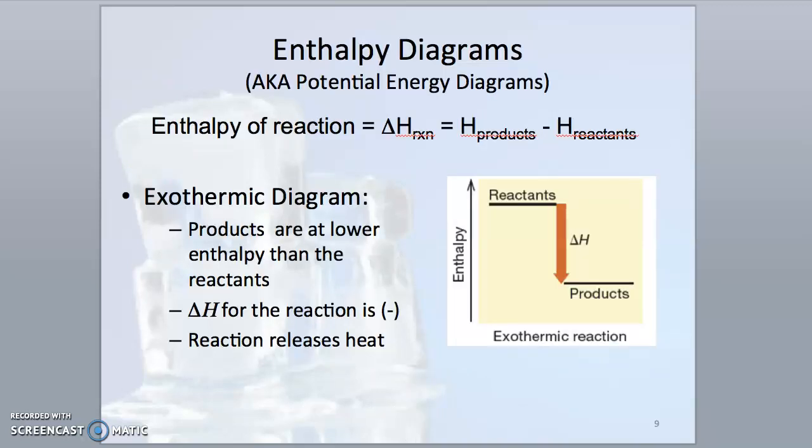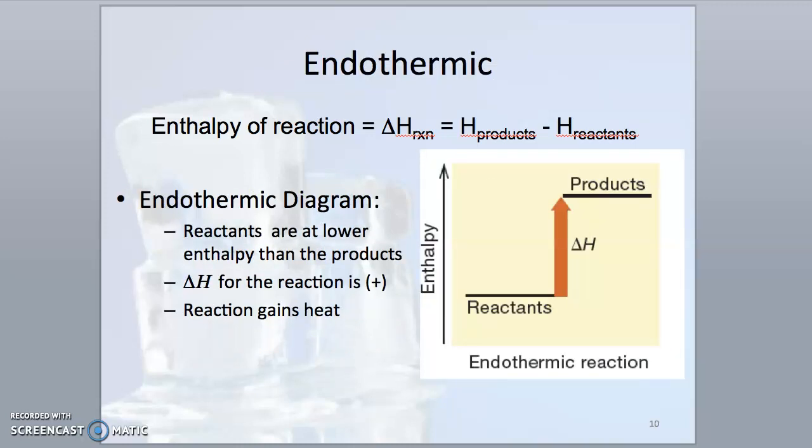Enthalpy diagrams, or potential energy diagrams, represent a reaction in terms of energy on the y-axis. Instead of writing reactants, arrow, products on one line, we scale the energy or the enthalpy of the reactants and products. In this example, the reactants have more energy than the products, therefore energy must have been released in the process. This is an exothermic reaction. Notice this diagram shows products at a higher enthalpy or energy than the reactants. Therefore, the reaction must have gained energy, or we can say this is an endothermic reaction.